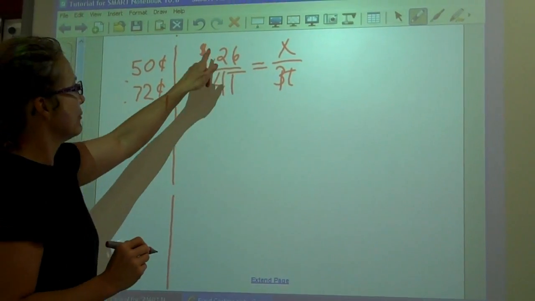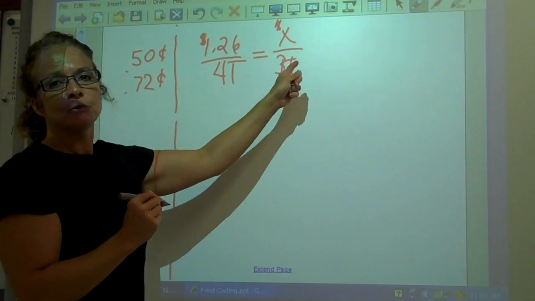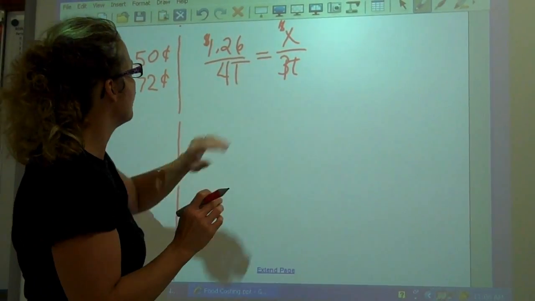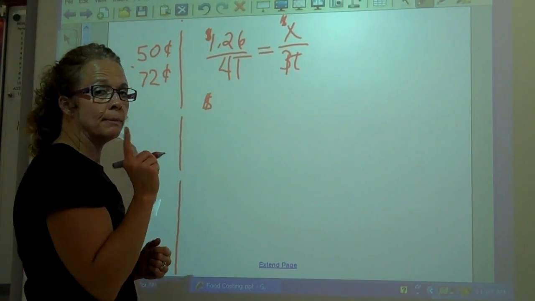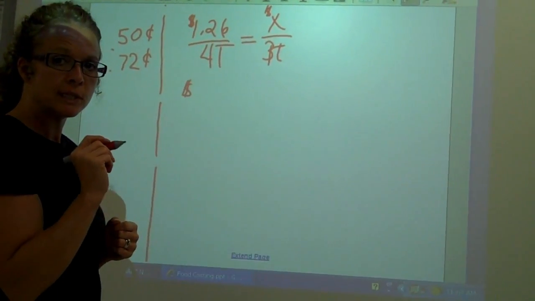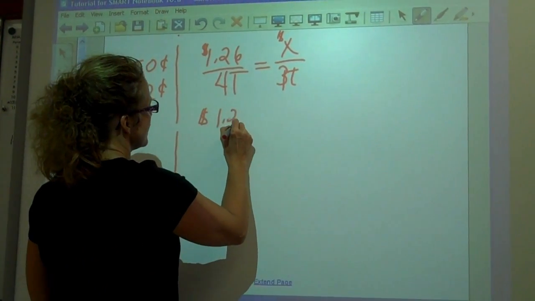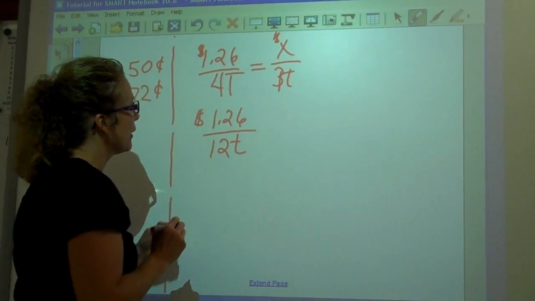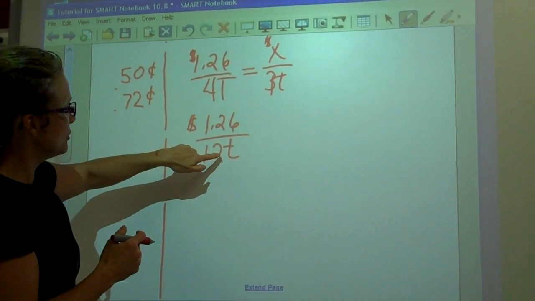So you can see we have money to money, so that's all going well. But we have tablespoons to teaspoons, and they're not related. They are, but they're not the same. So we need to fix this. If you remember, there are 3 teaspoons in a tablespoon. So we have $1.26 for 12 teaspoons, because there's 4 tablespoons, and 4 times 3 is 12. So we would change that.